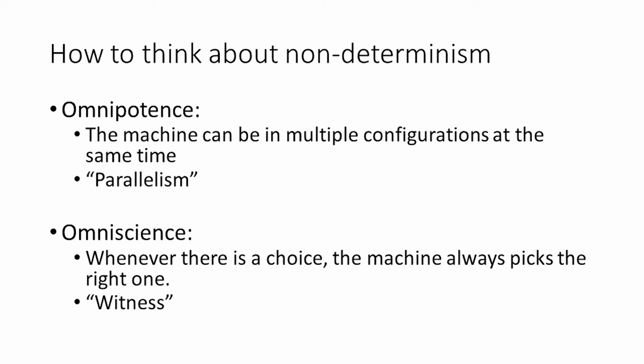Omniscience basically says that whenever there are multiple choices for what to do next, multiple next possible configurations, the machine is always going to pick the right one, the one that's going to cause it to accept, if that exists. So with either omnipotence or omniscience, the non-deterministic Turing machine, at least intuitively, seems like it should be a lot more efficient than the deterministic Turing machine.